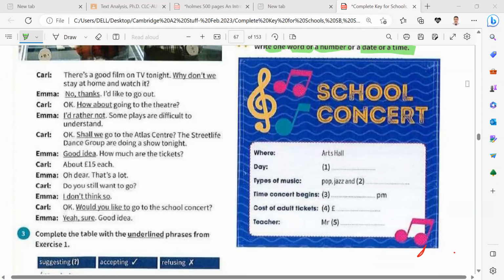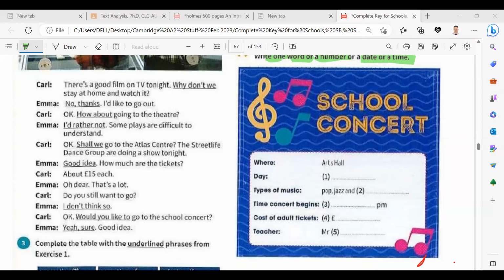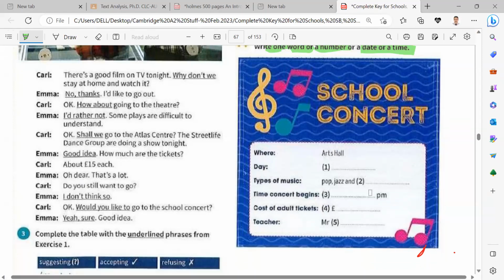Ready, Sarah? Unit 9. Yes. Listening, Part 2. Exercise 2. For these questions, write the correct answer in each gap. You will hear some information about a concert. Write one word, or a number, or a date, or a time.